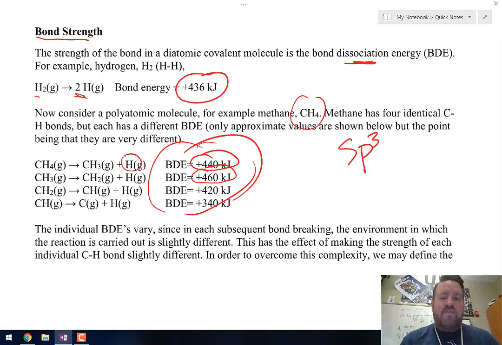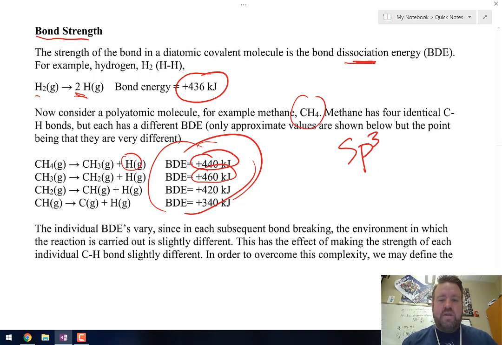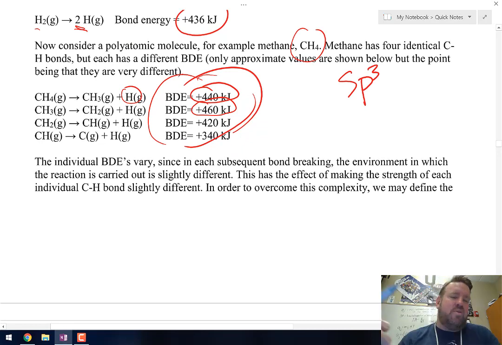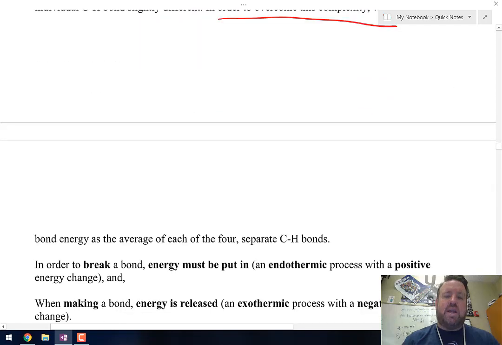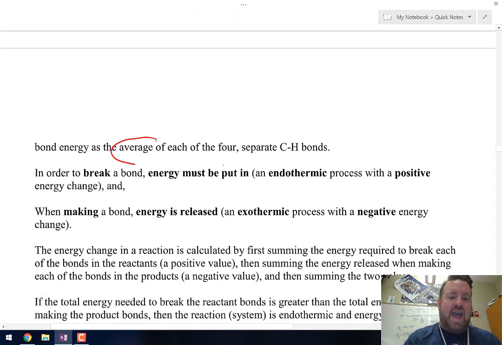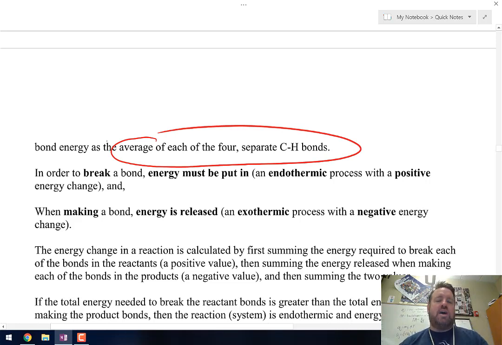The individual bond dissociation energies vary since in each subsequent bond breaking, the environment in which the reaction is carried out is slightly different. This has the effect of making the strength of each individual bond also slightly different. So how do I know which bond I am taking away? If I break all 4 of those bonds, do I have to add up all 4? In order to overcome this complexity, we may define the bond energy as an average of each of the 4 separate carbon-hydrogen bonds.